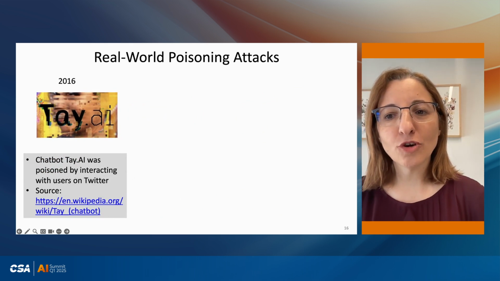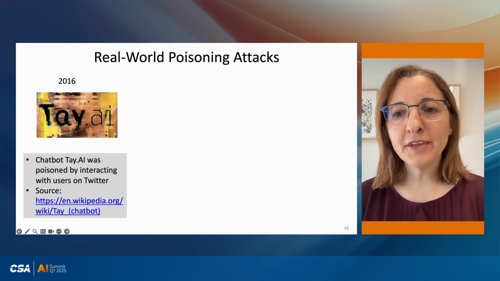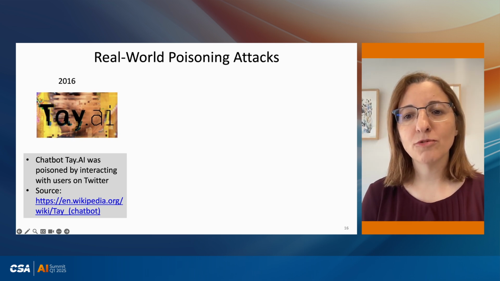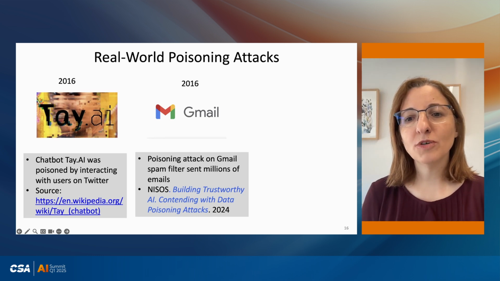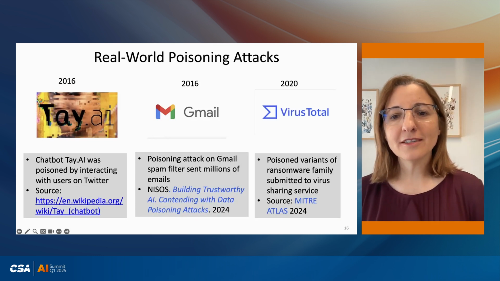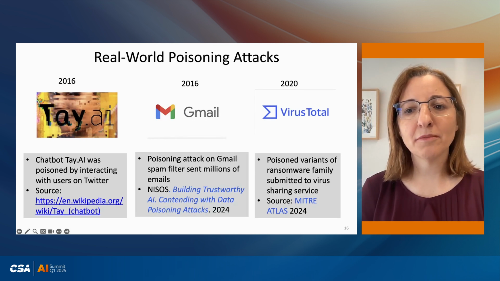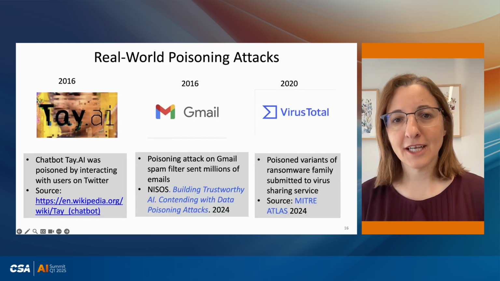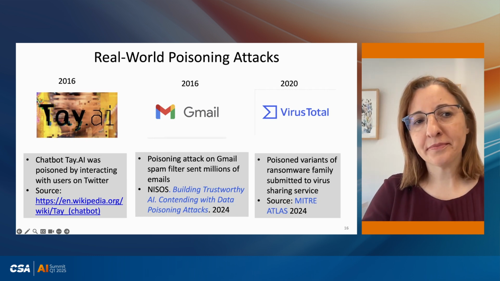There have been several instances of poisoning attacks documented in real-world settings. The first one I am aware of is from 2016, when a chatbot created by Microsoft called Tay.ai was poisoned by interacting with users on Twitter. In the same year, a poisoning attack on Gmail was attempted, in which attackers sent millions of emails trying to manipulate the spam filter in Gmail. More recently, a poisoning attack against VirusTotal was documented in the MITRE ATLAS framework. Here, attackers submitted poisoned variants of a ransomware family to a virus sharing service, and they tried to cause misclassification of samples only from that ransomware family. So this is an example of a targeted poisoning attack.